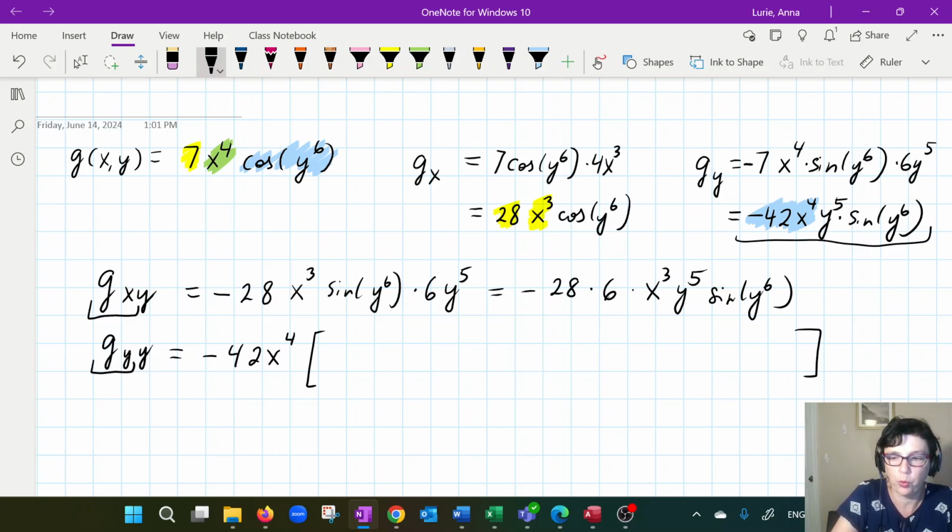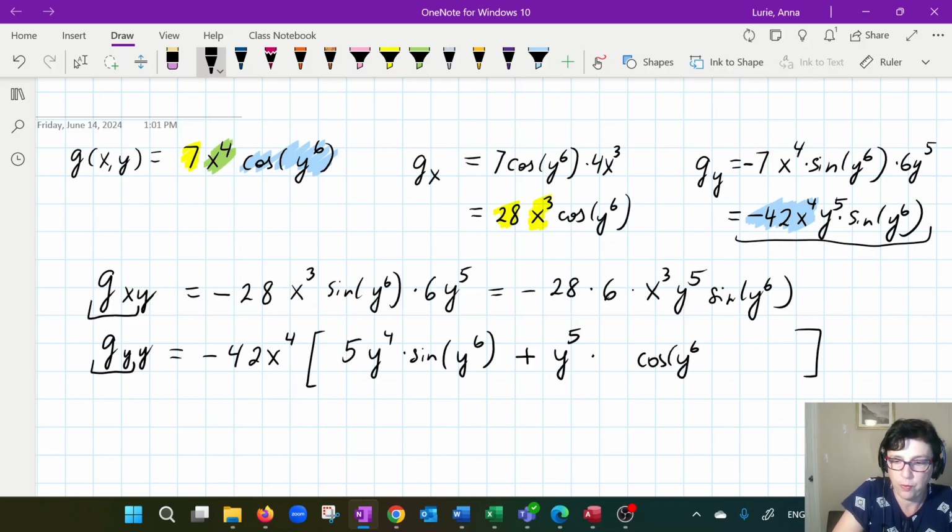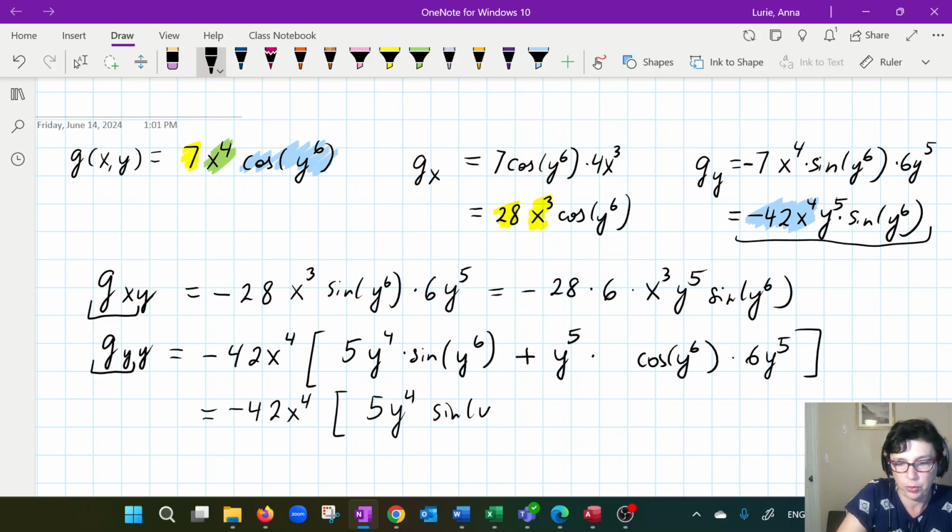Okay, so how does product rule work? Take y to the 5, take the derivative of it. That's going to be 5y to the 4th. Multiply by the second function with no change, plus the first function, no change, multiplied by the derivative of the second. The derivative of sine of y to the 6 is cosine of y to the 6, according to chain rule. But again, you need to multiply by the derivative of the something, which is 6y to the power 5. Okay, so if I were to simplify this a little bit, the negative 42x to the fourth is going to stay. I got 5y to the fourth sine y to the sixth.